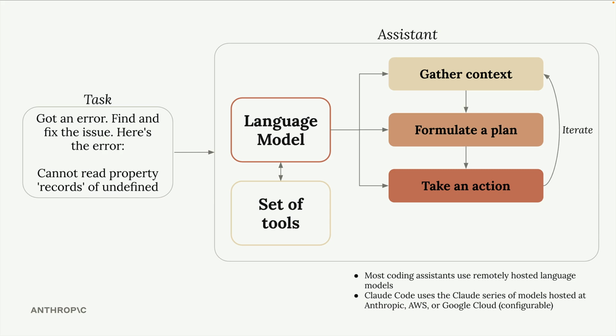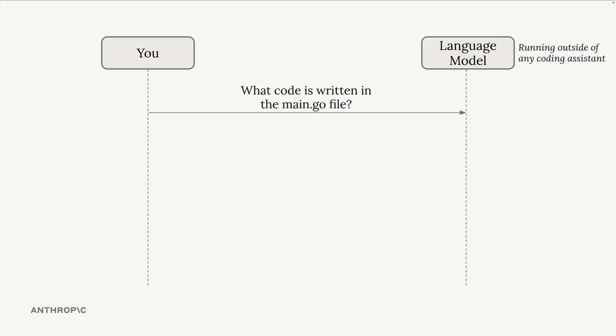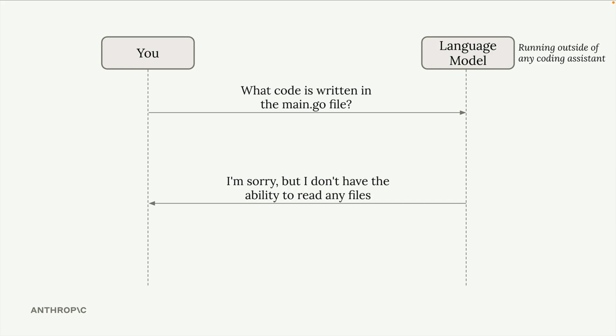Now, having a language model actually do these things is a little bit trickier than it actually sounds. Let me help you understand why that is. Let's imagine that we are interacting with a language model directly, so it's not running inside of any coding assistant or anything like that. Let's then imagine that we ask this language model directly what code is written inside the main.go file. Language models running outside the context of any coding assistant or similar tool do not inherently have the ability to, say, read a file or write a command or anything like that. Language models take in content like text and they return text. That's it. That's the entire extent of their capabilities. And this is true of all language models.